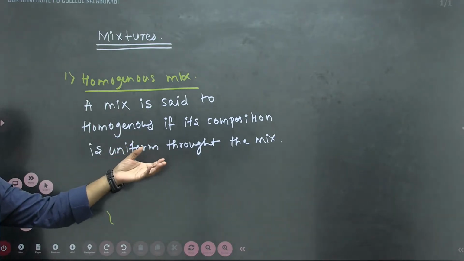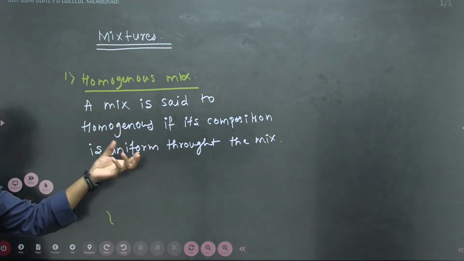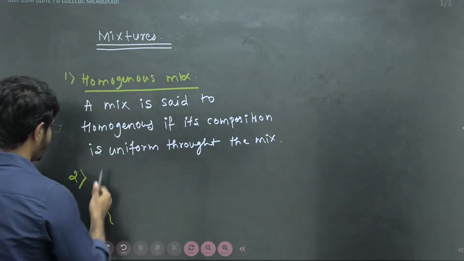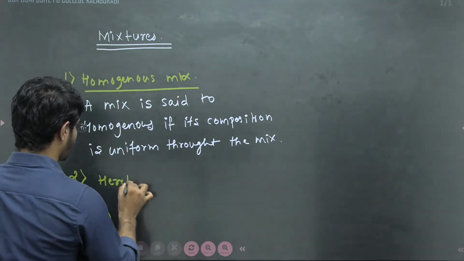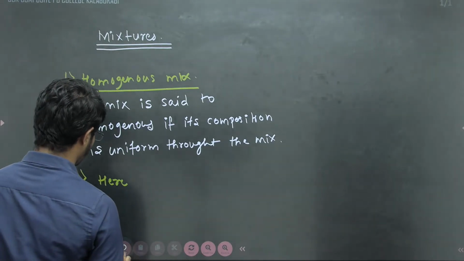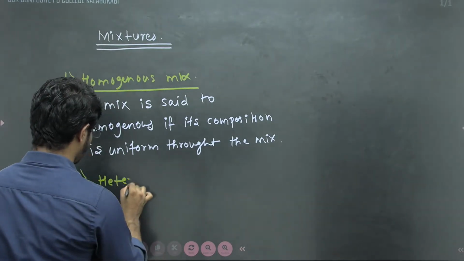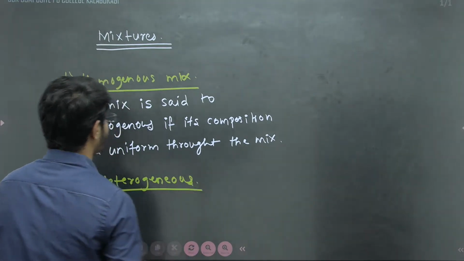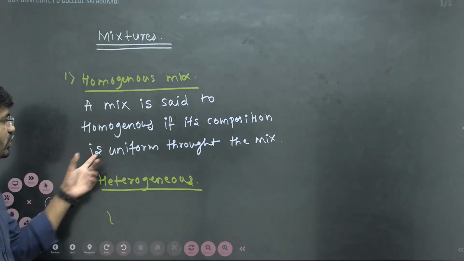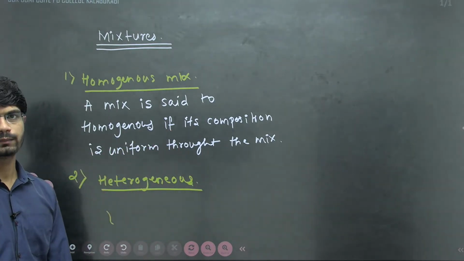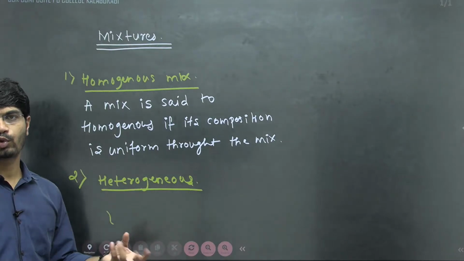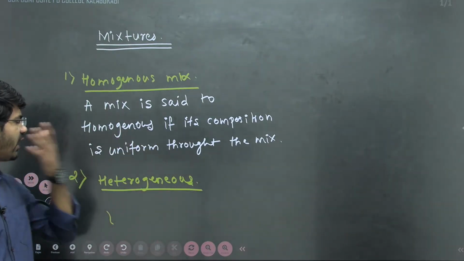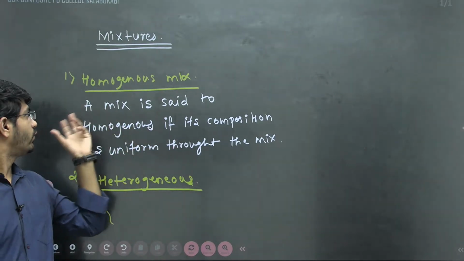So it is very clear what heterogeneous means, correct? A mixture is said to be heterogeneous if its composition is not uniform throughout the mixture. If its composition is not uniform throughout the mixture, then it is called our heterogeneous mixture.